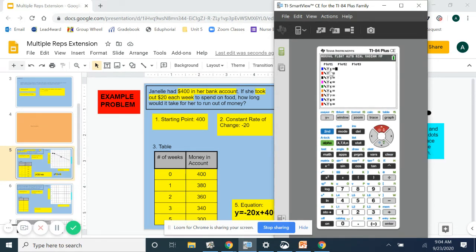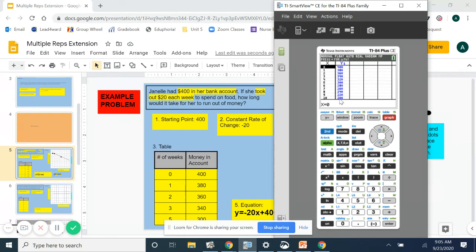Notice y equals is already there. So the only thing I'm going to type in is -20, making sure you use the x up here, plus 400. Now to see how long it would take for her to run out of money, I've got to pull up the table. So I'm going to hit second graph to pull up my table. I notice my table looks really similar to the table that I've created right here. At 0, it's 400. At 1, I should have 380. At 2, I should have 360. So this is a good opportunity to make sure that your table information here is correct.